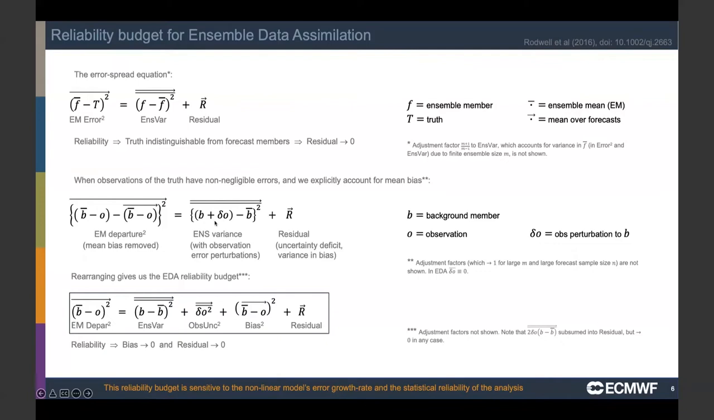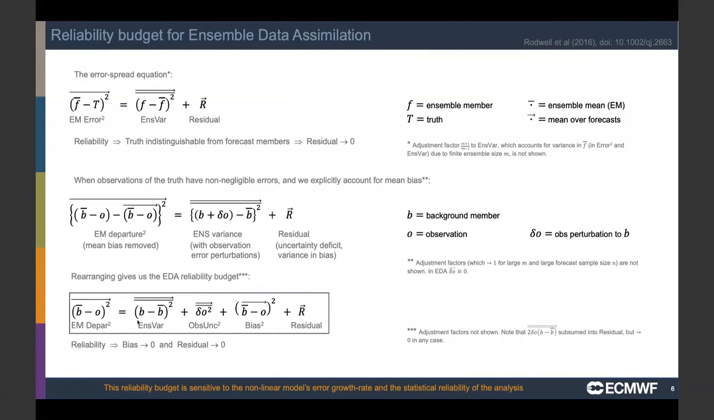So you end up with a slightly different equation. You can just rearrange that equation to give you the bottom left one, which is rather similar. You've got the mean squared departures of the ensemble mean from the observations equaling the variance of the background plus effectively the variance of the observation error, and then again, reliability would want the squared bias to tend to zero, and the residual to tend to zero.